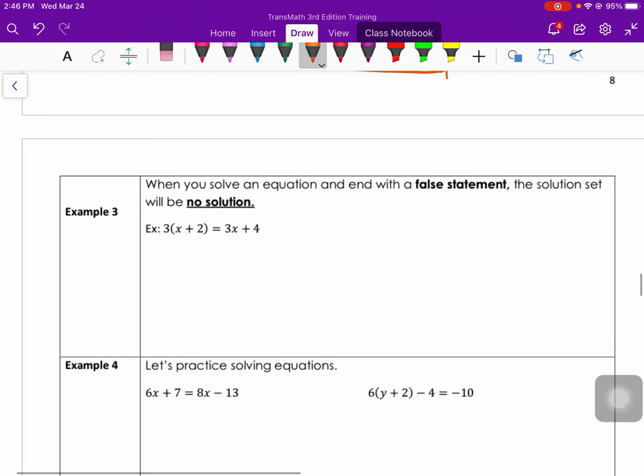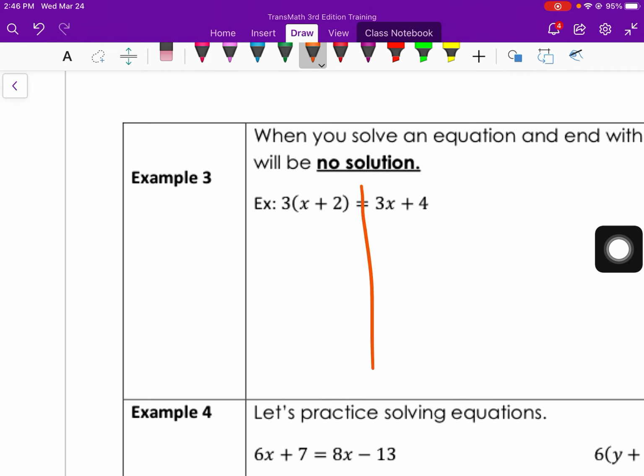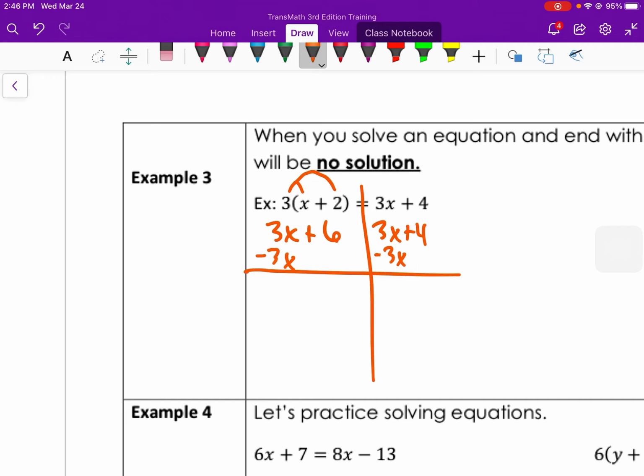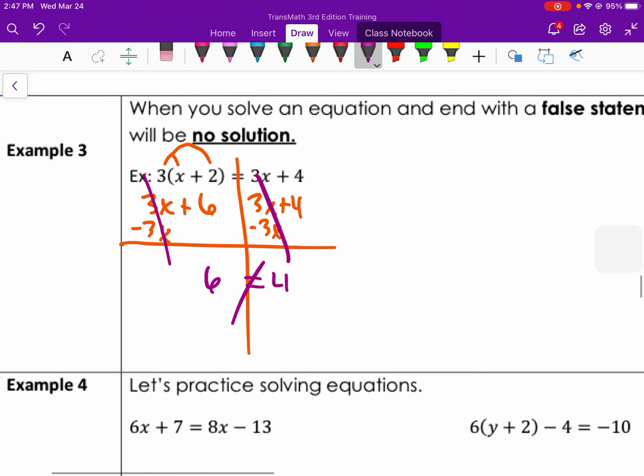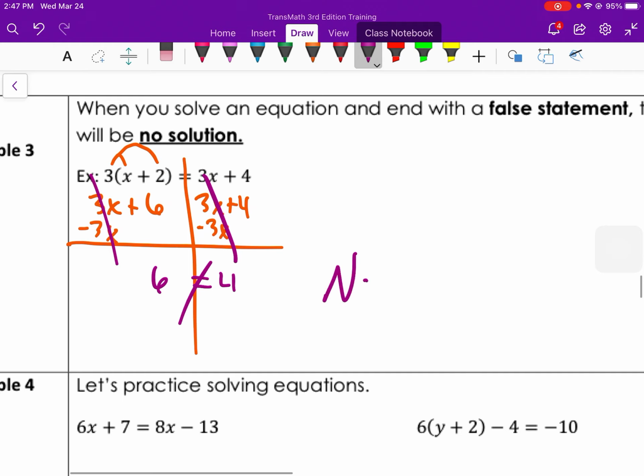When you solve an equation and end with a false statement, the solution set will be no solutions. So let's look at what that means. When we distribute our 3 through, we get 3 times x, which is 3x, plus 3 times 2, which is 6, equals 3x plus 4. Then this time I'm going to subtract 3x from both sides. And then they simplify, so we have 6 equals 4. Again, 6 does not equal 4. That is not true. So this is where we would have the case where it's no solutions.